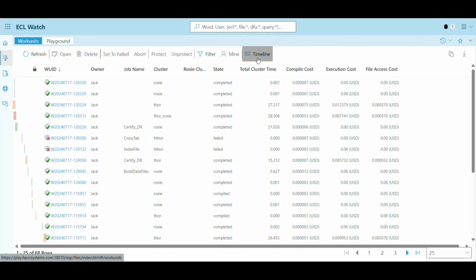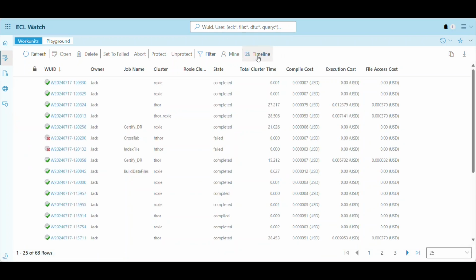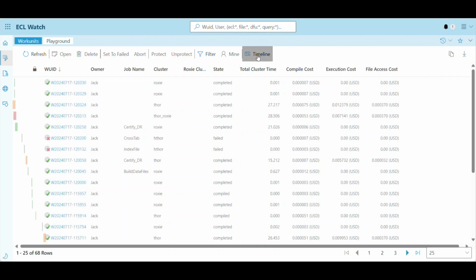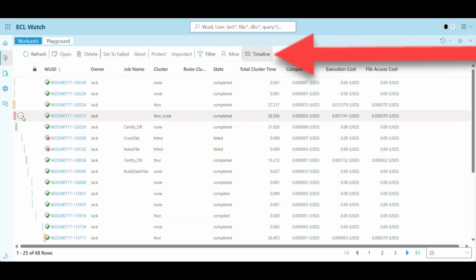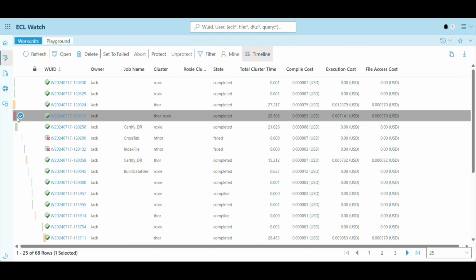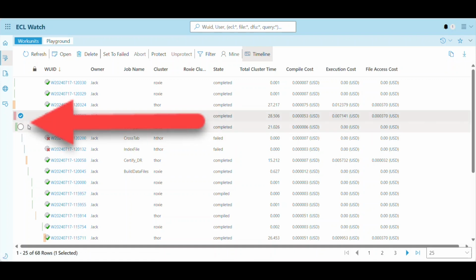This can be especially useful when an individual work unit's performance has been impacted by another work unit executing in tandem. The timeline overlay element that we've added to ECL Watch is an option enabled by default. When you've enabled the timeline overlay and you look at the work units page, you will see these indicator lines appearing in the same row with the work unit.